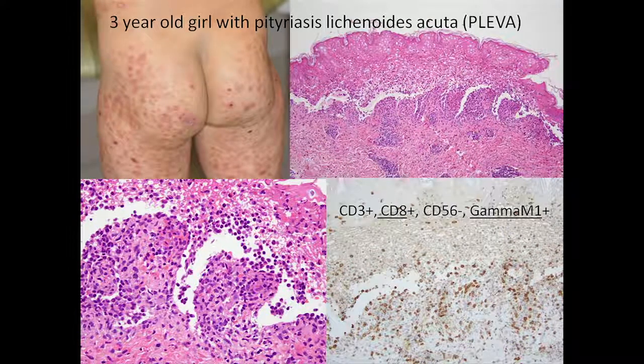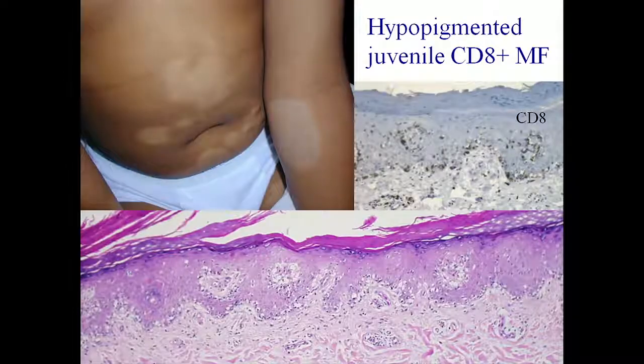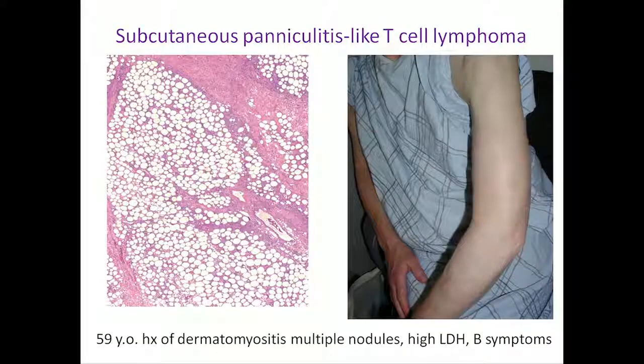We have seen also in children a number of cases like PLEVA or LyP type D, if you will, with CD8 and gamma delta markers. So clearly there is an overlap between those gamma delta cells and alpha beta CD8 positive cells. Another area that I believe we overcall is what's called hypopigmented or juvenile CD8 positive. Those patients can really be in the inflammatory phase of vitiligo. So be aware of those hypopigmented juvenile CD8 positive, often clonal, but a very indolent course.